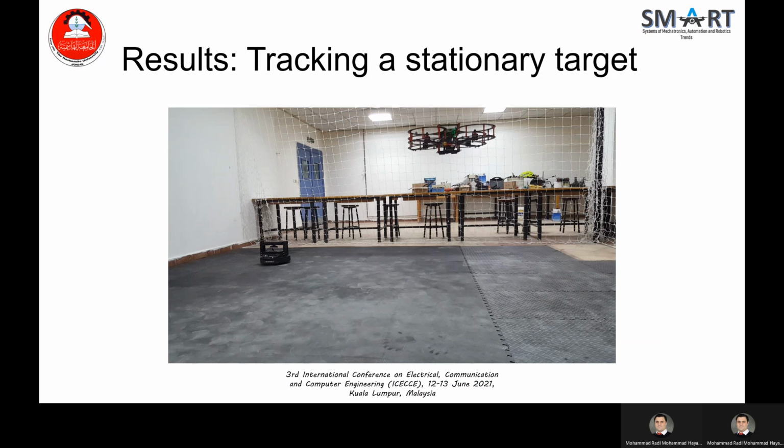In the first experiment, the main drone must reach the stationary ground robot. The quadrotor starts moving at a distance of about 5 meters from the robot's position. The quadrotor here is very responsive and tracks the robot position effectively and reached its position within 5 seconds.